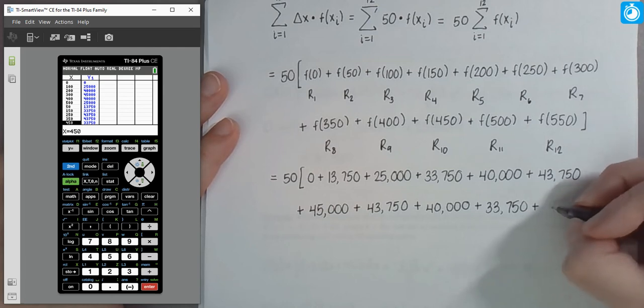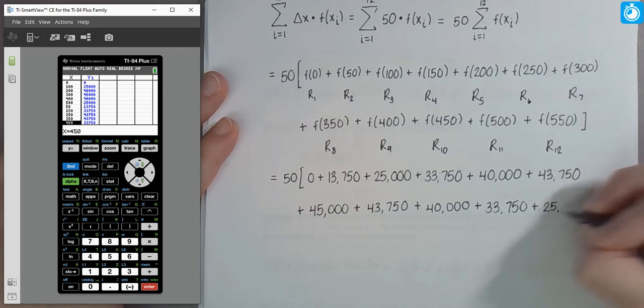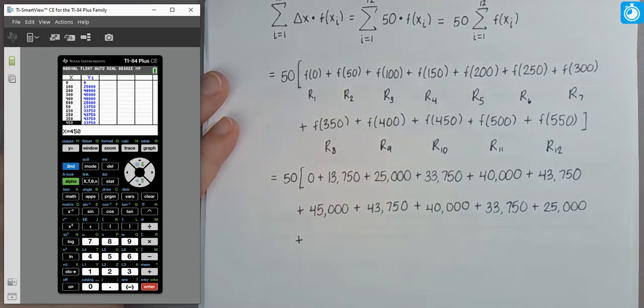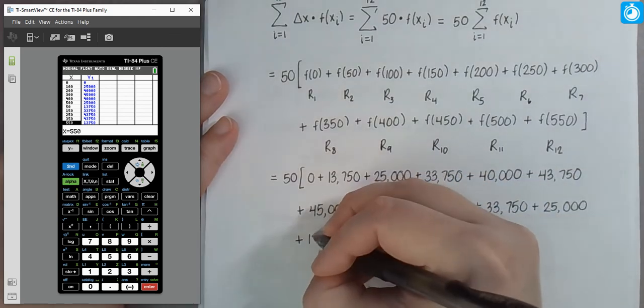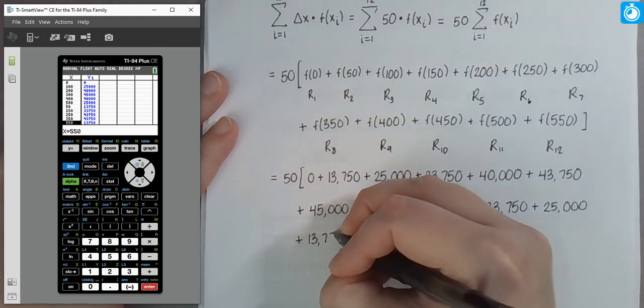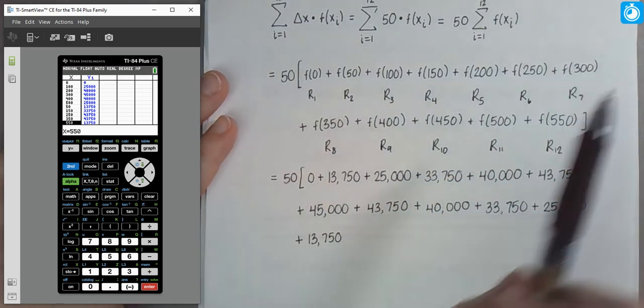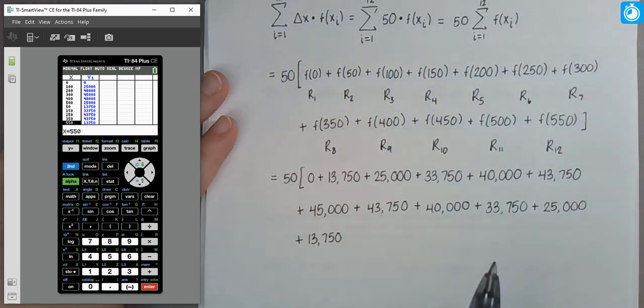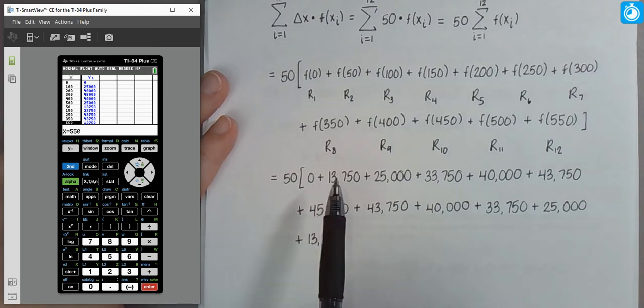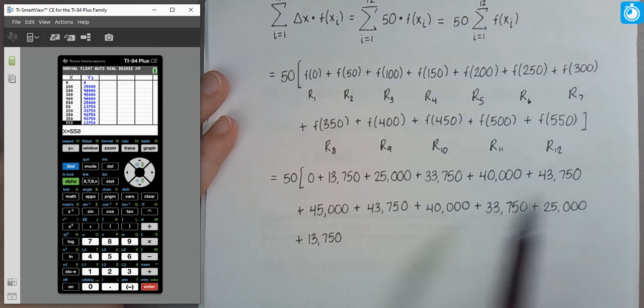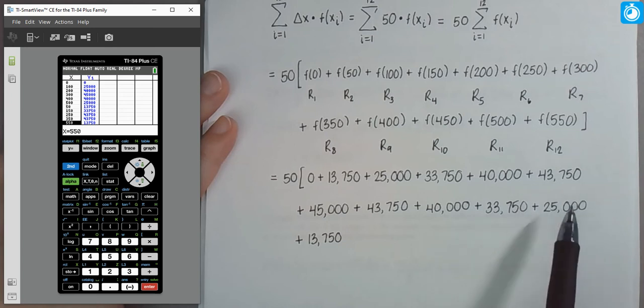500 we have, that's 25,000. And then 550, add on, that's going to give us 13,750. Now, to be sure, we had 12 rectangles, so we should have 12 terms. So double check by counting. So 1, 2, 3, 4, 5, 6, 7, 8, 9, 10, 11, 12.